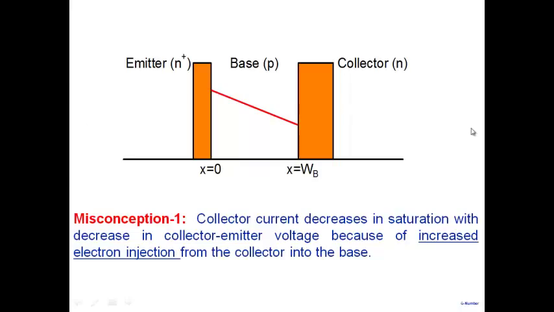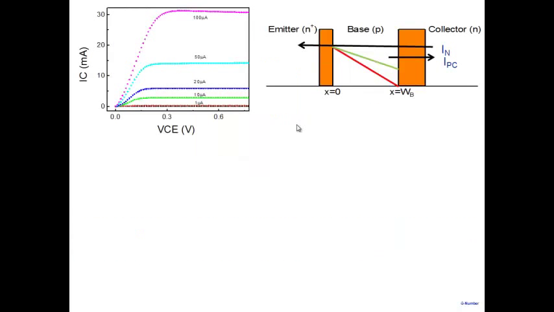This is a misconception, that the collector current is reducing because of increased electron injection from the collector into the base here. Let me show you why it's a misconception, why it's not correct. All right, let's come back to this picture. For the sake of discussion, we start from 30 milliamperes here, and we are going to come to a place where it will drop to 15 milliamperes.